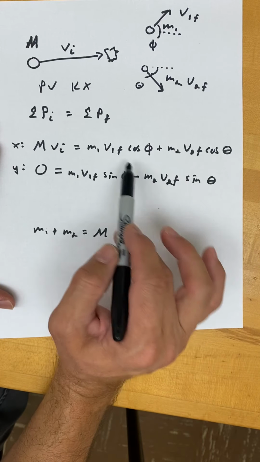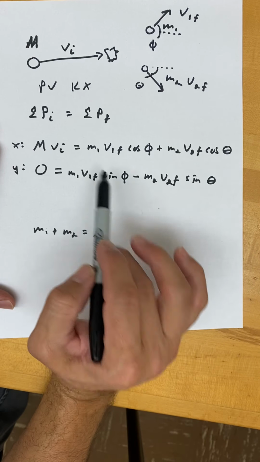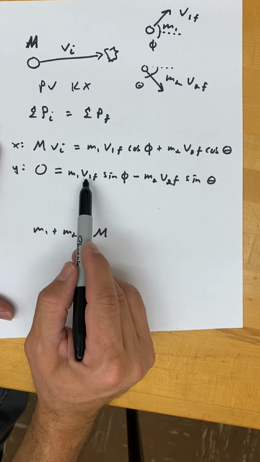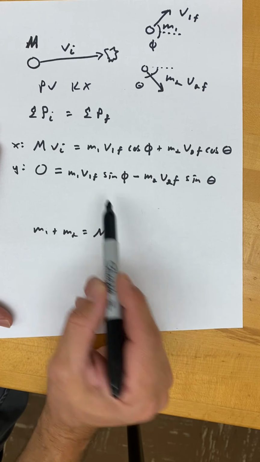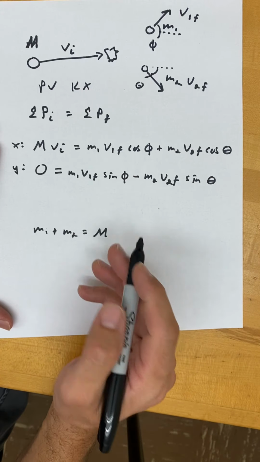And I'm going to assume we know the angles. Of course, if you don't, you can solve for those too. Let's assume we know the angles and we're looking for V1 final and V2 final. Let me solve this expression for V1 final. I think that'll be a little bit cleaner than this one since I have a 0 on the left-hand side.